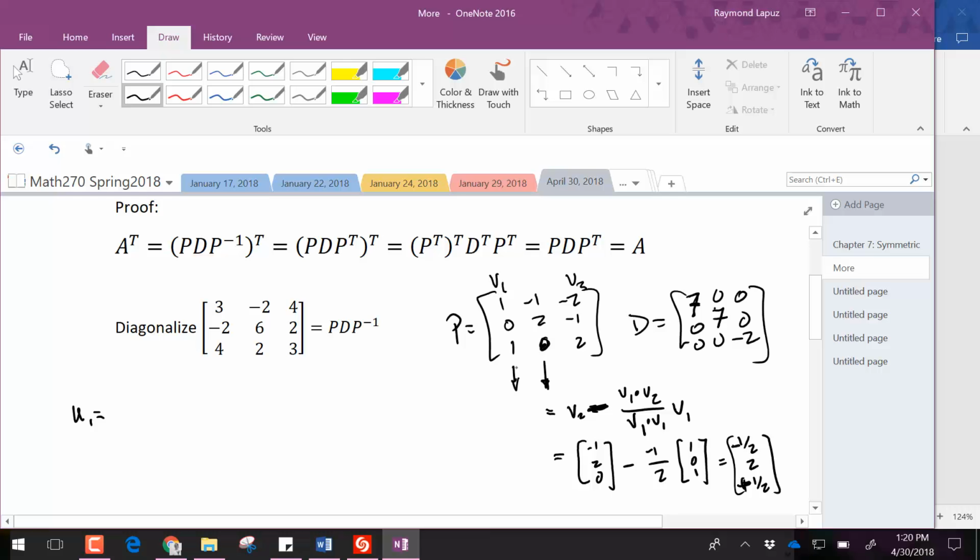So anyways, let's create our unit vectors by just finding its magnitude, dividing. So this V1 has magnitude square root of 2. So our U is going to be 1 over root 2, 0, 1 over root 2.